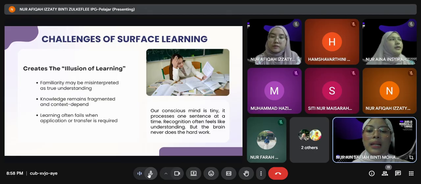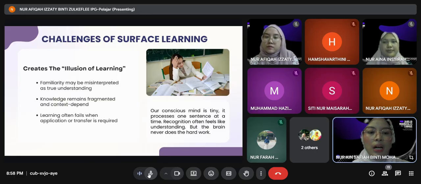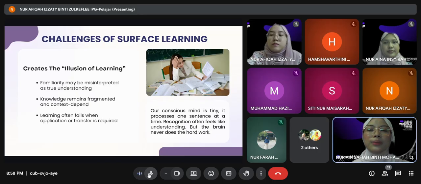So when we rely solely on this kind of surface learning, we are not learning at all. We are just recognizing the words because it is right there in front of us. So our goal shifts from true understanding to simply reproducing information to pass an exam. And as a result, this will turn into a fragile foundation because we store information in isolation in our mind.